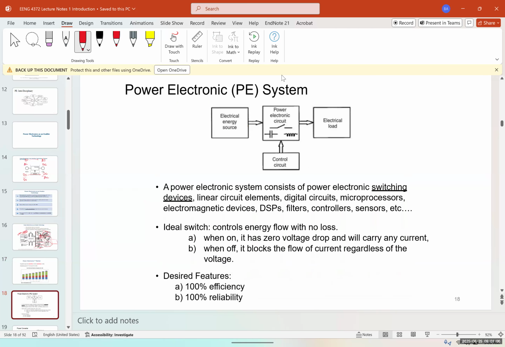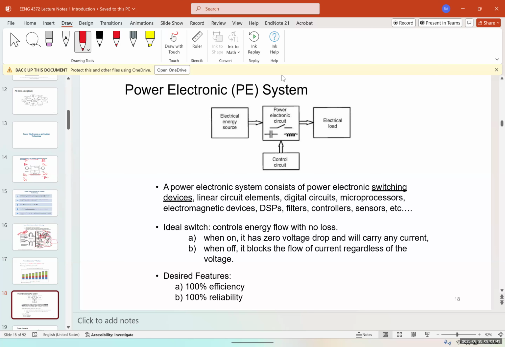A power electronics system consists of power electronic switching devices, linear circuit elements, digital circuits, microprocessors, electromagnetic devices, DSPs, filters, controllers, sensors, etc. An ideal switch controls energy flow with no loss. When it's on, it has 0 voltage drop and will carry any current. When it's off, it blocks the flow of current regardless of the voltage. So the desired efficiency and reliability would be 100%.